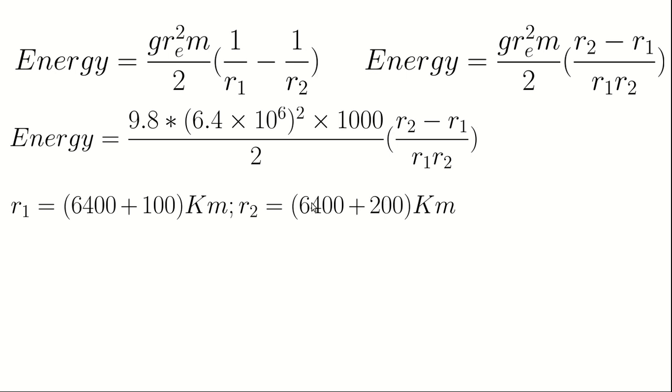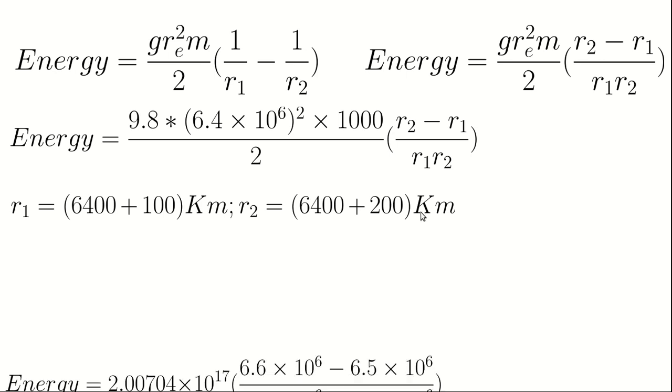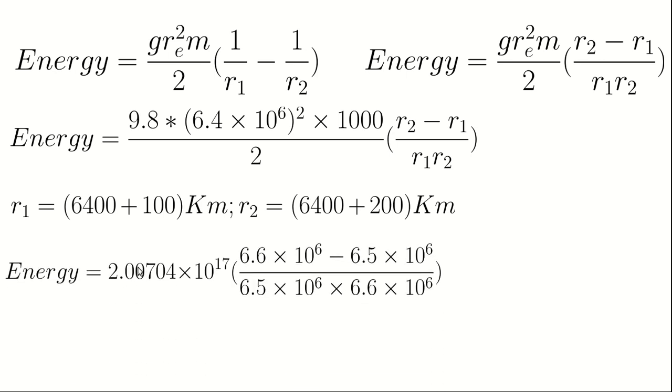So when we add this and this, remember we have to also include the 1000, which is the kilometer. So if you solve this particular expression here, it gives us this one. Then R2 is 6600 times 10 raised to power 3, which can be converted as this, while R1 is 6500 times 10 raised to power 3, which is the same thing as 6.5 times 10 raised to power 6. Then we have this.